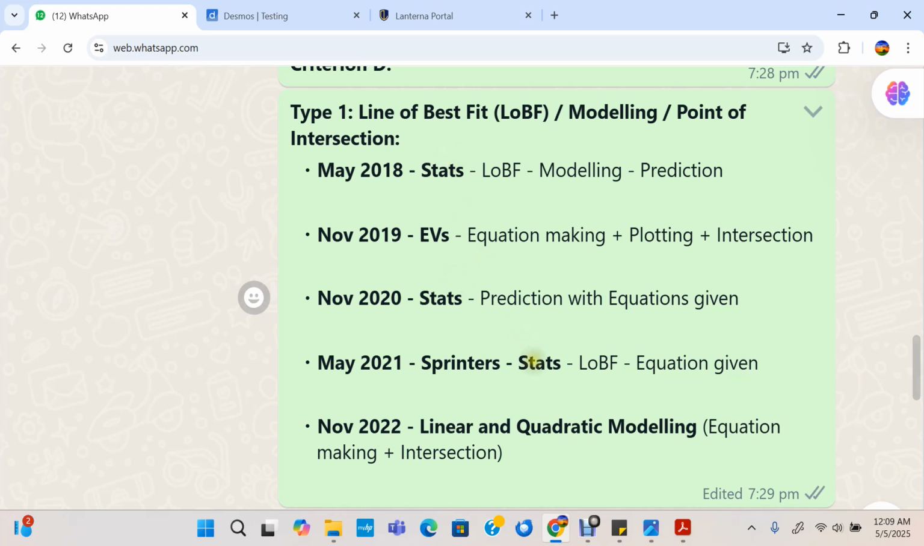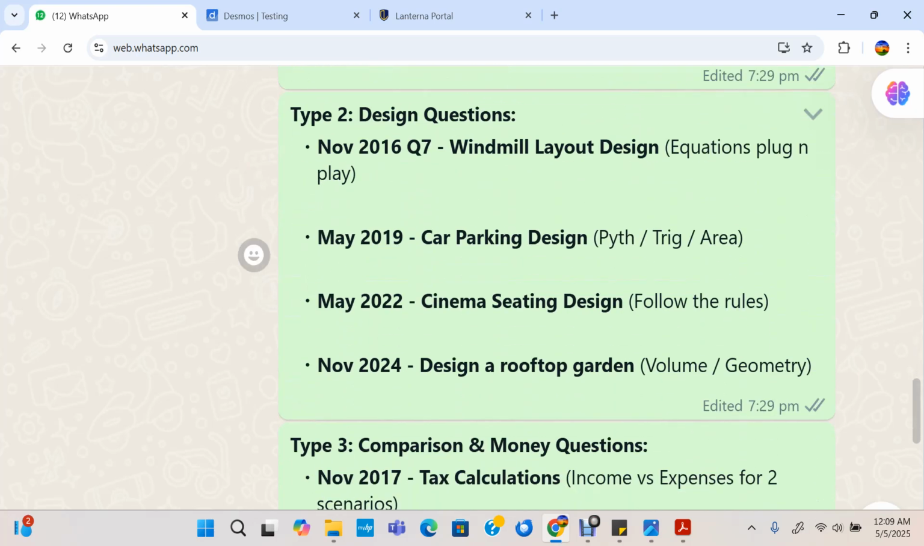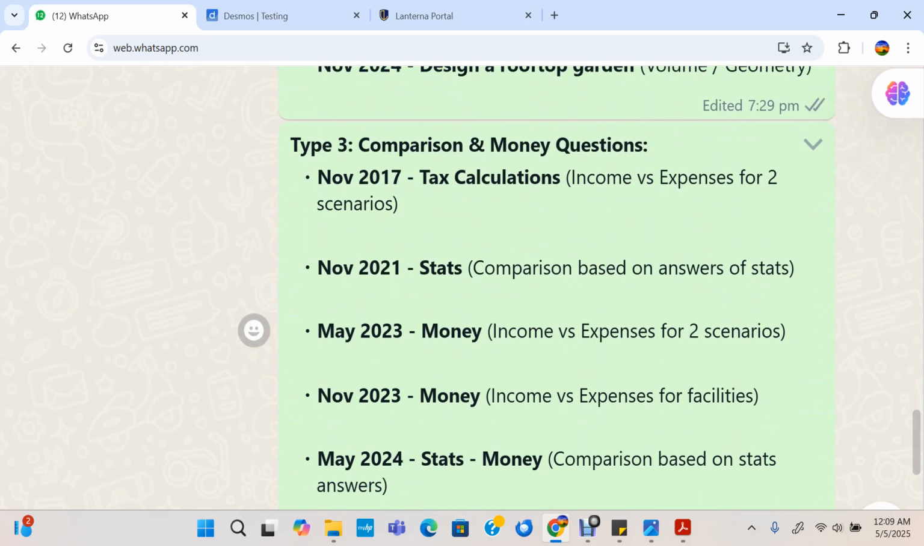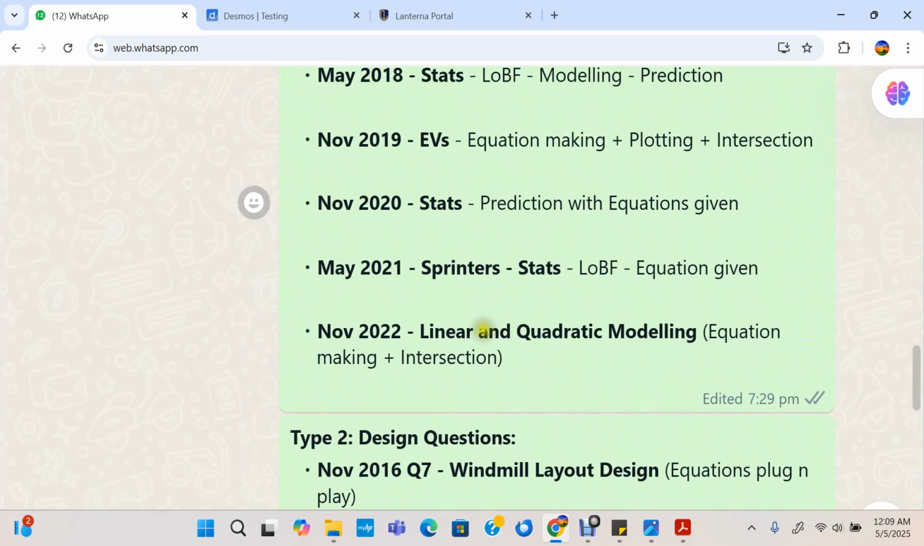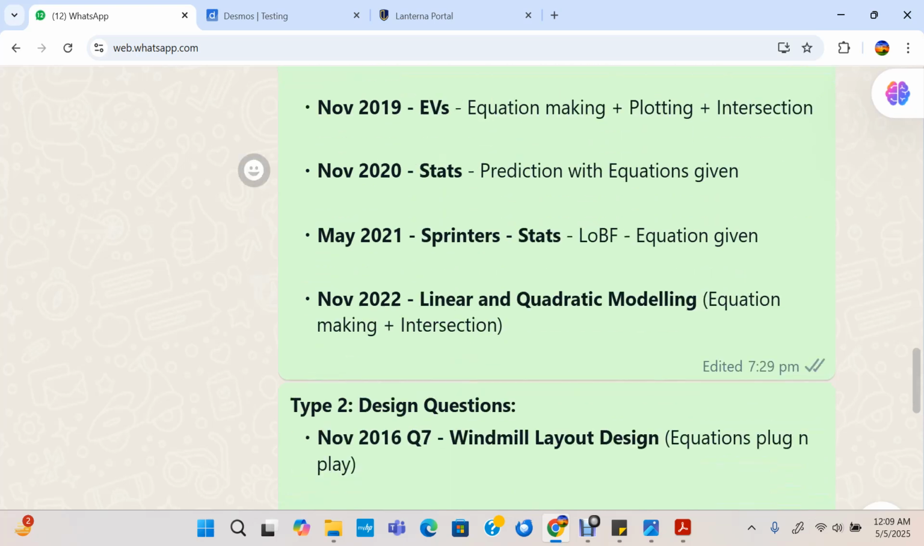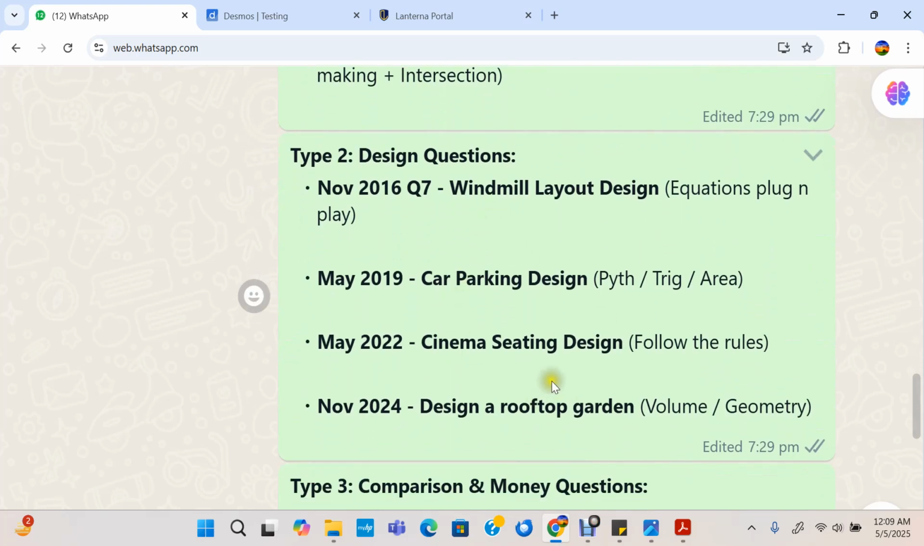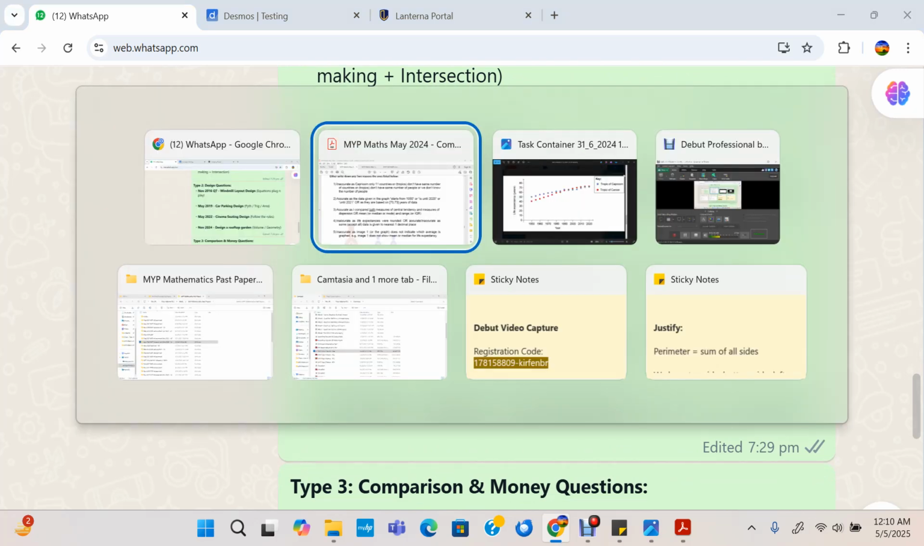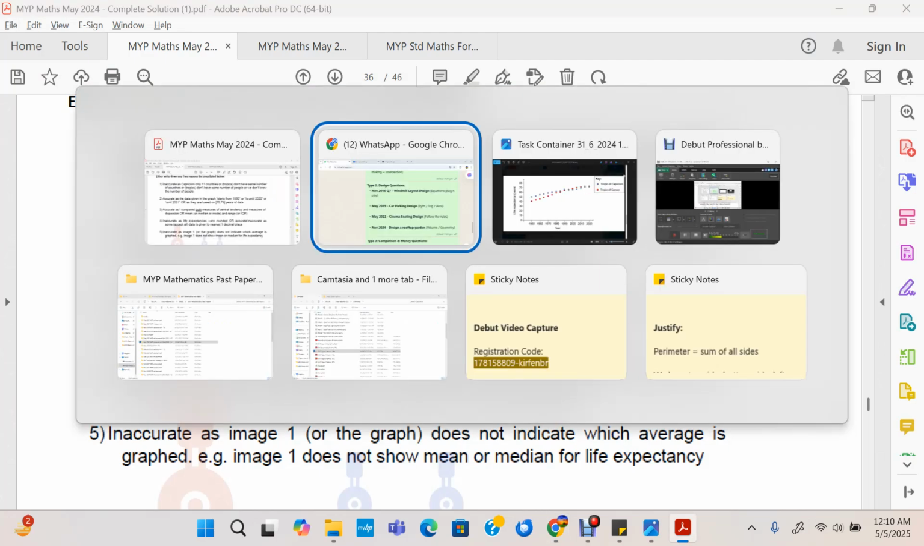Statistics is basically the most commonly occurring topic over here, and then comes money and equations and quadratics and so on. Okay, and then the designing part can be literally anything. It's just basic math over there. So all the best, and hopefully you will do well in Criterion D.